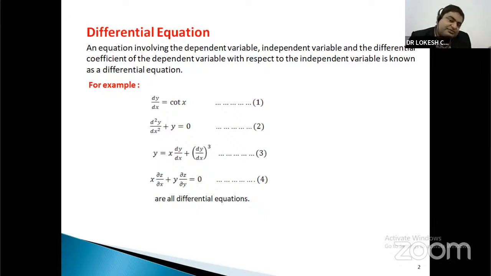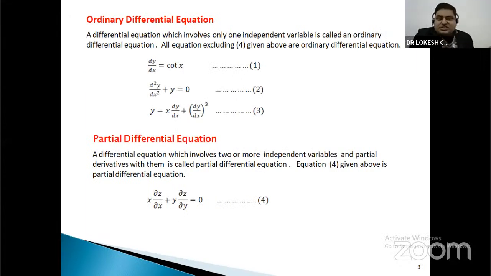As we see from the four equations, we are finding the unknown function from these equations by particular methods of solution of differential equations. Now, what are the further classifications? Till now we have two types of differential equation: one is ordinary differential equation and the other is partial differential equation.